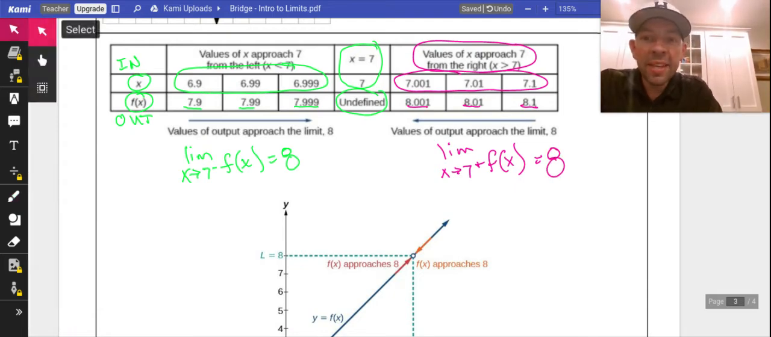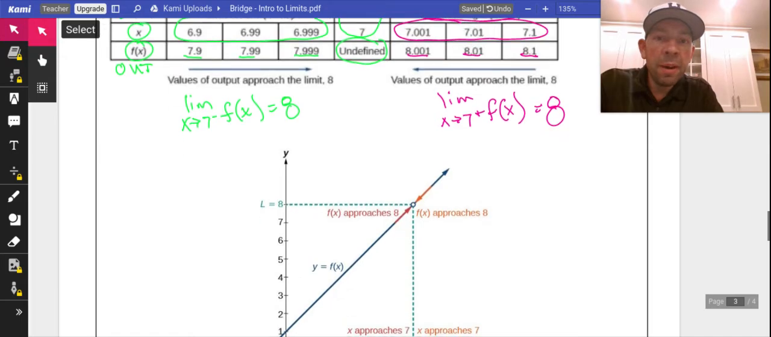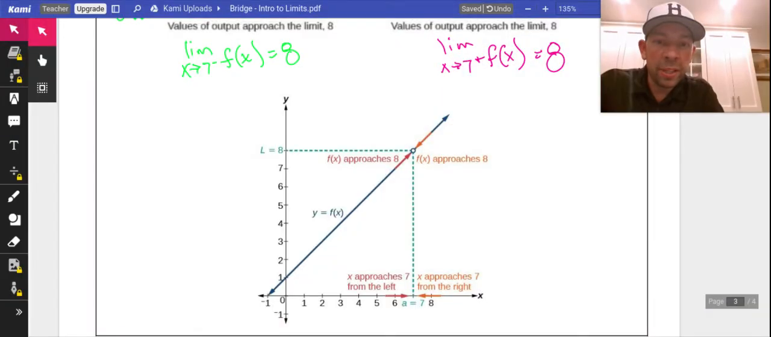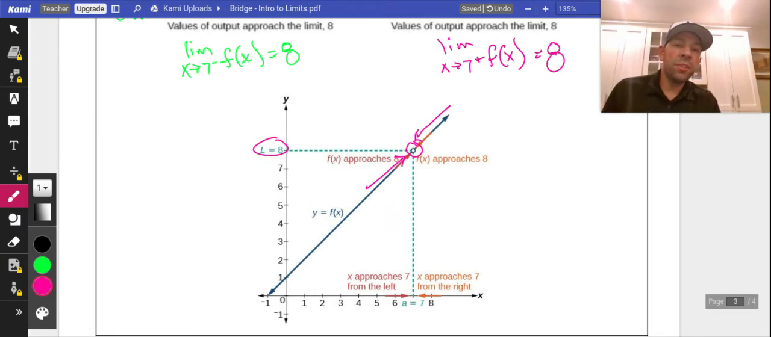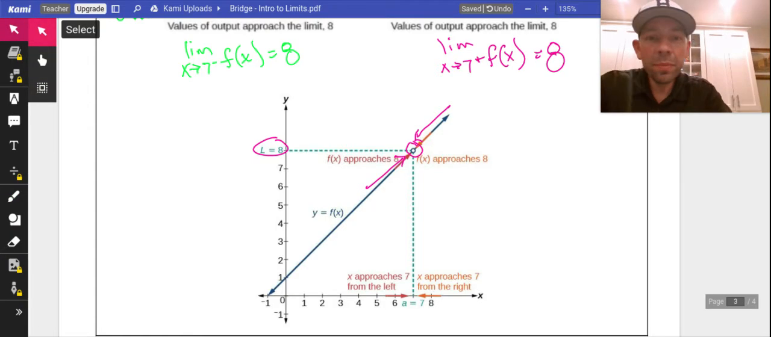Now, that exact same table could be represented as a graph, and it would look like this right here. And you'll notice that the limit from both the left side and the right side are both approaching a height of 8. So you get the same answer whether you were reading that table just above me or this graph that we now have in front of us.